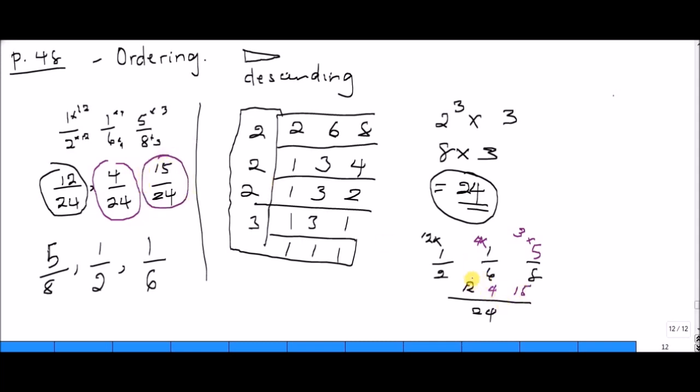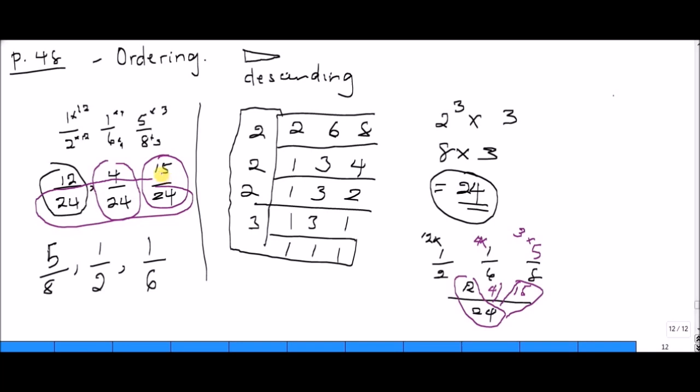So 12 over 24, that's how they have it as one fraction. And then 15 over 24 and 8 over 24 and 4 over 24. So whichever approach you find easier, if you multiply by 12 here and then multiply by 4 and multiply by 3, you're still going to find the lowest common denominator would be 24.